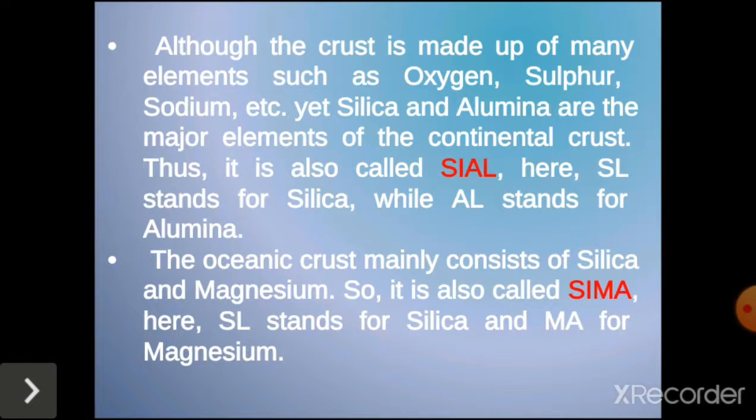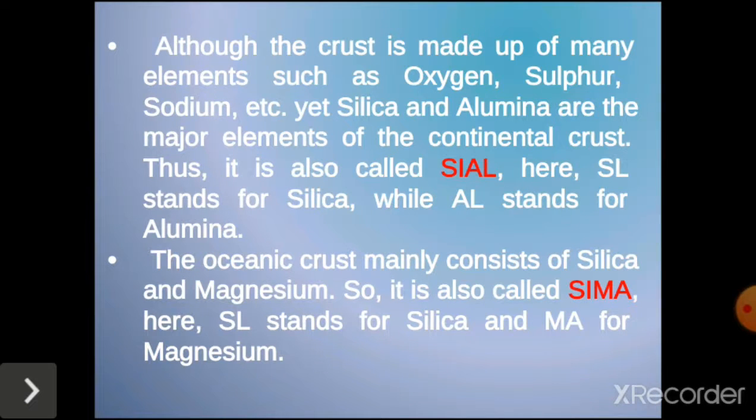Although the crust is made up of many elements such as oxygen, sulfur, sodium, etc., its silica and alumina are the major elements of the continental crust. Thus, it is also called Sial. Here, Si stands for silica while Al stands for alumina.